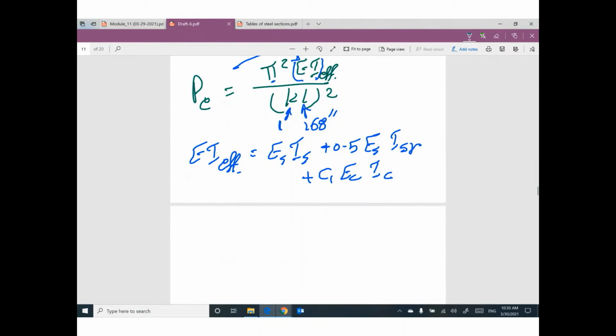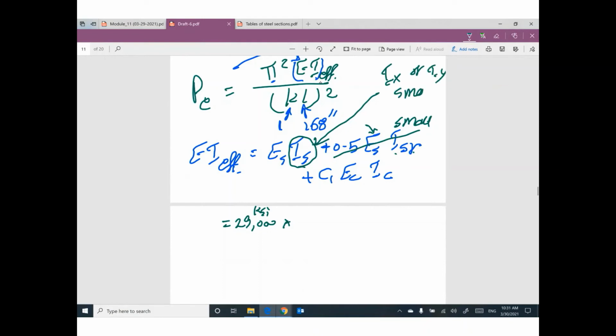For your information, I can neglect this term. Why? The E steel value is very huge, but I steel is very small. So we can neglect this term. E steel is 29,000 KSI. I steel is the smaller of IX or IY, the smaller value.